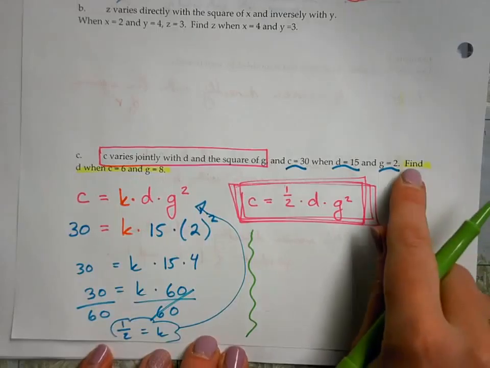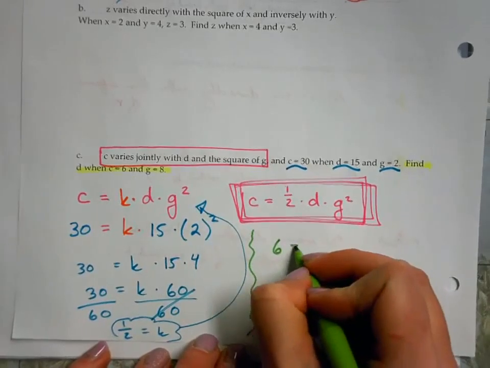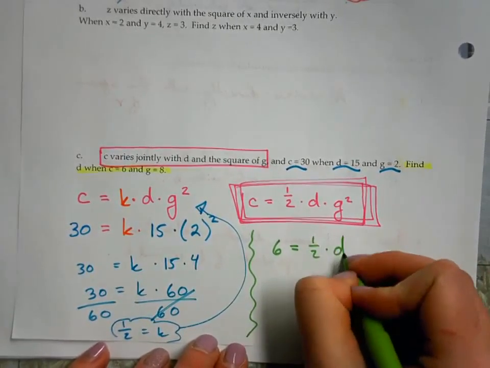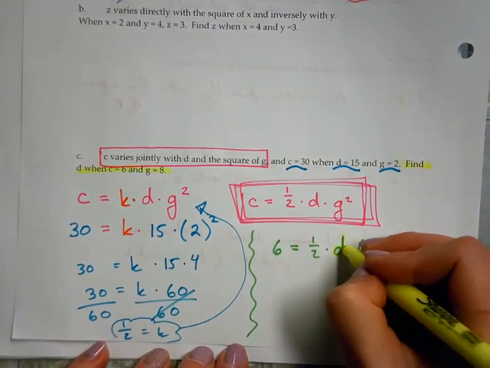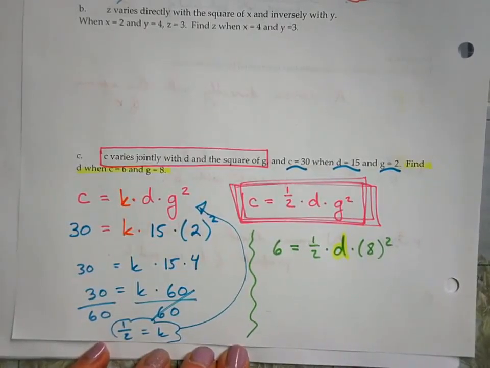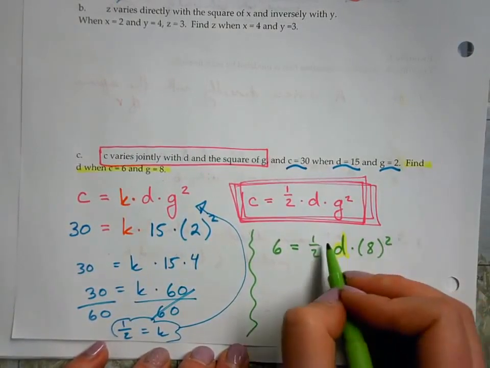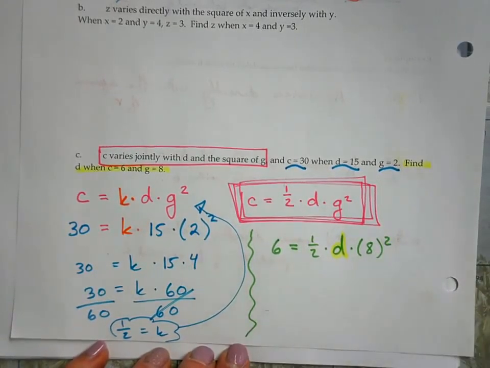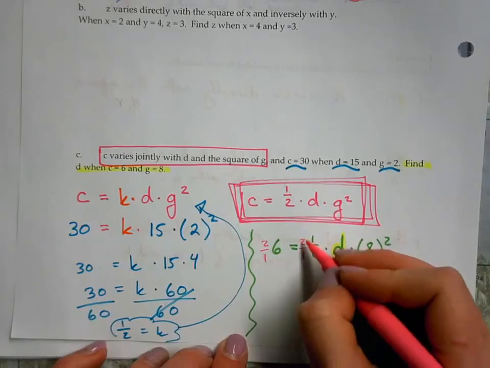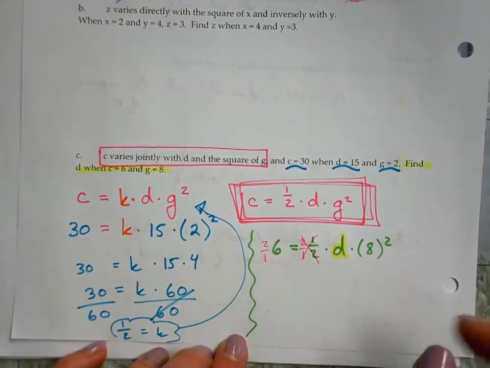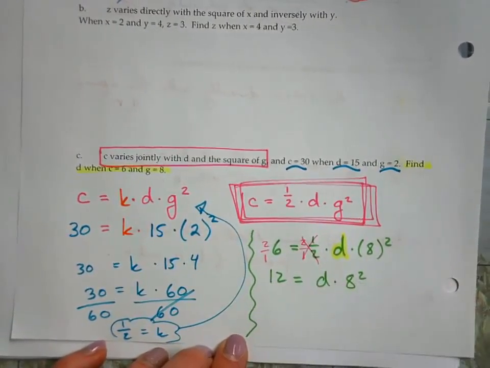And then for the part 2, find D when C is 6 and G is 8. So we plug in a 6, 1/2, don't know D, and G is 8 squared. So we are looking for this guy right here. So again, just use PEMDAS to undo. There's a times 1/2 in here. You can always undo a times 1/2 by multiplying by a 2/1, the reciprocal fraction. So 2/1 times 1/2 cancels to be 1. 2 times 6 is 12. So 12 equals D 8 squared.